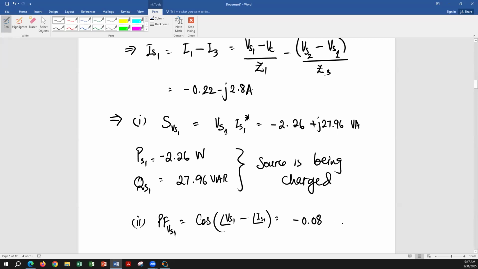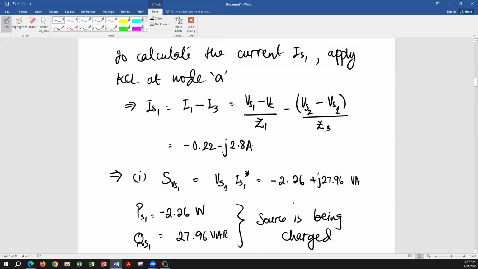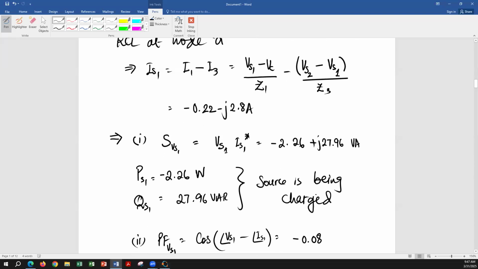Right, yeah, negative 0.08. Looking at, again, the source is being charged. Looking at the current value, if you take this to be positive and this to be negative, then the current angle is going to be lagging the voltage angle, because again, this is in the second quadrant. So the angle is more than 90 degrees. The angle should be between 0 and 90 degrees, but the current is in the second quadrant instead of the first quadrant. So again, the source is being charged.